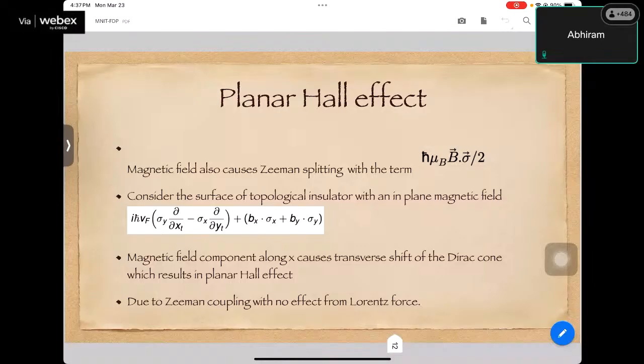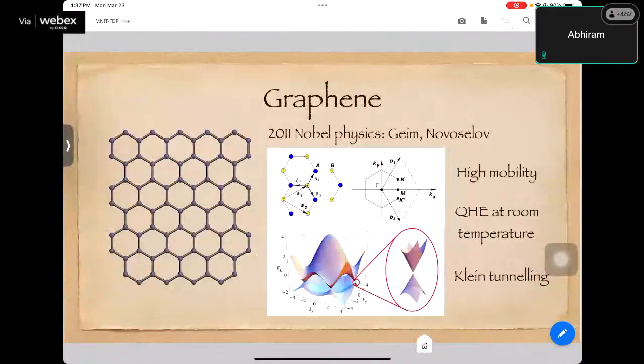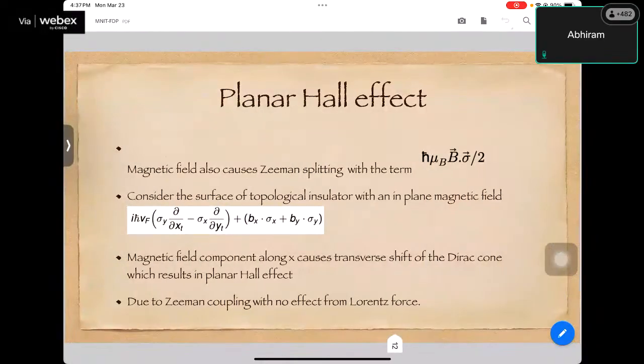So there are experiments also on this planar Hall effect in topological insulators. This planar Hall effect also shows up in spin-orbit coupled systems, but in topological insulators it was interesting to see this planar Hall effect. And this is due to Zeeman coupling and not due to Lorentz force. So fine.